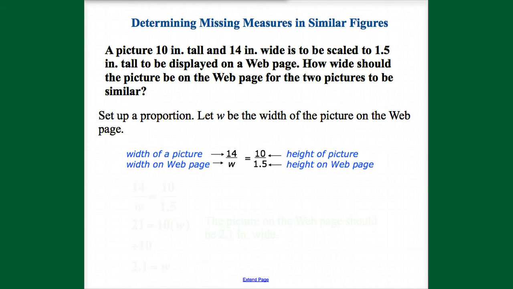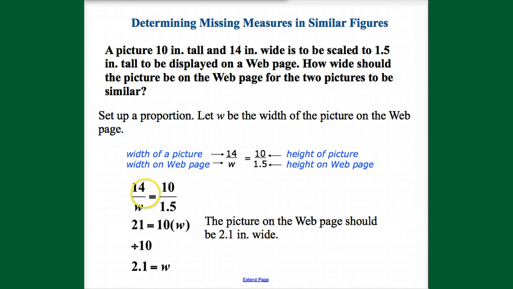So we're going to set up that proportion, and we're going to use cross products to solve. But since we are missing one of the measurements, we're not trying to see if they are proportional, we want to make them proportional. So we do that by using the cross product idea. 14 times 1.5 gives you 21, and then we multiply the 10 and the w. But we're going to have to divide both sides by 10 to find out the width is 2.1.